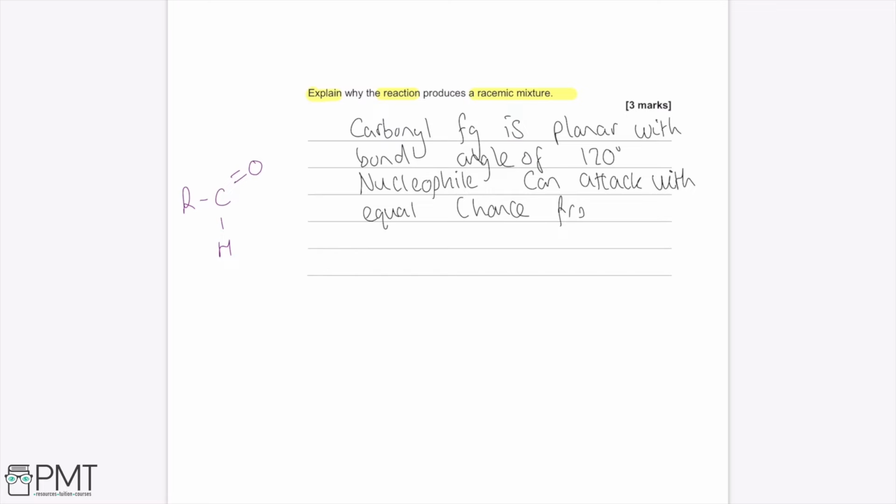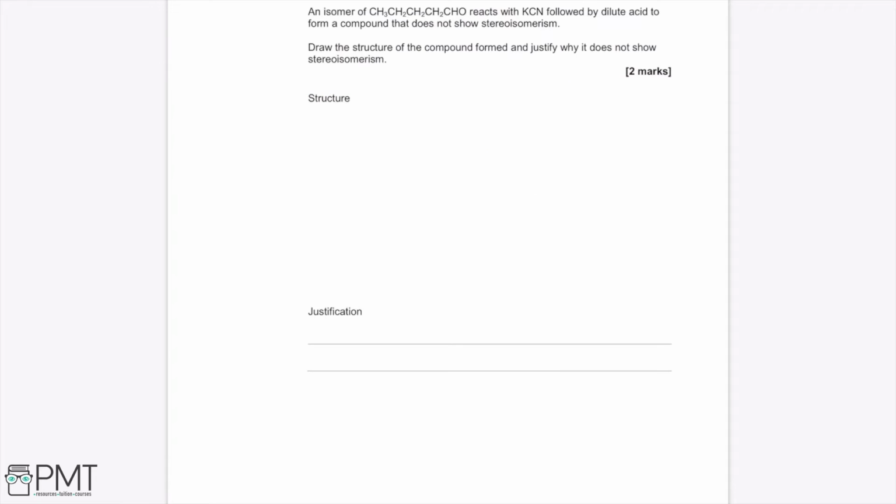It is a mixture that contains equal quantities of each enantiomer of an optically active compound. So for this question, we get a mark for saying that the carbonyl group is planar, a mark for saying equal chance, and a mark for knowing that this nucleophile can attack from both above and below. For the final part, we are told that an isomer of the aldehyde reacts with KCN, followed by dilute acid to form a compound that does not show stereoisomerism. We're then asked for 2 marks to draw the structure of this compound formed and justify why it does not show stereoisomerism.